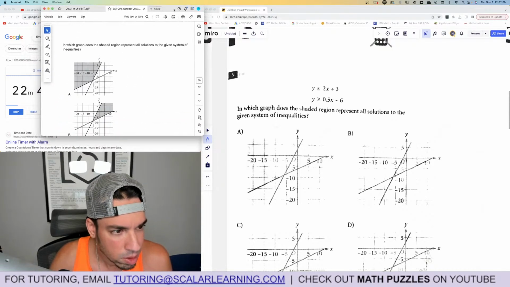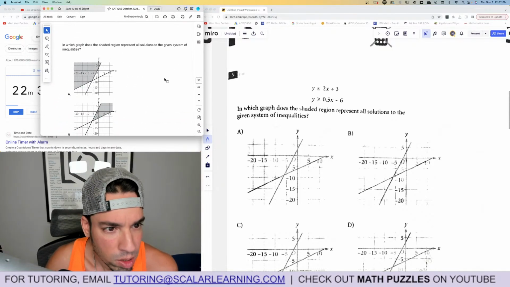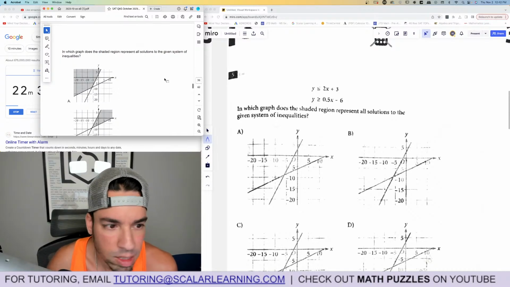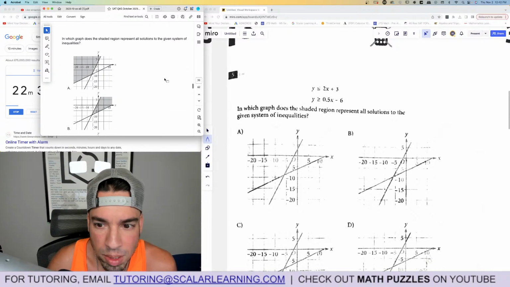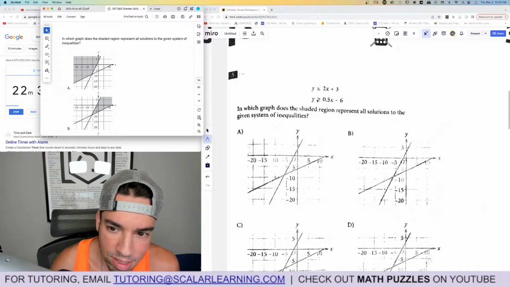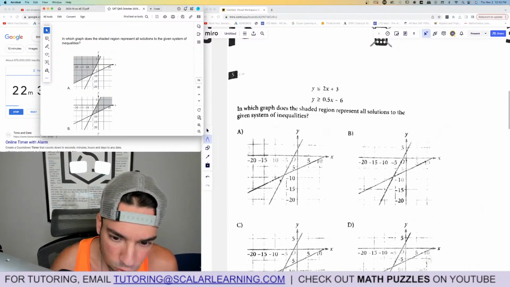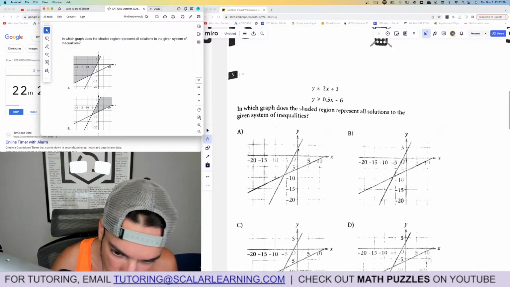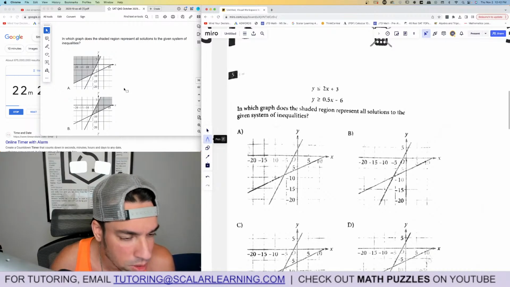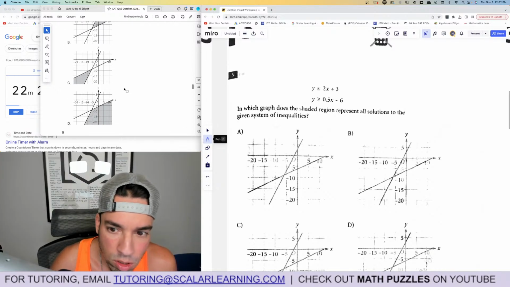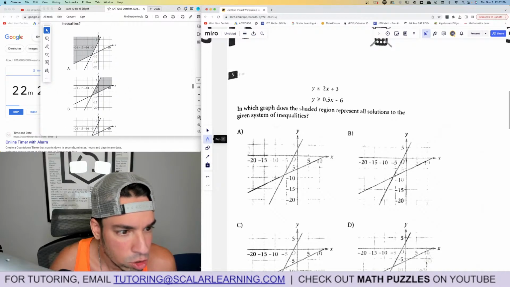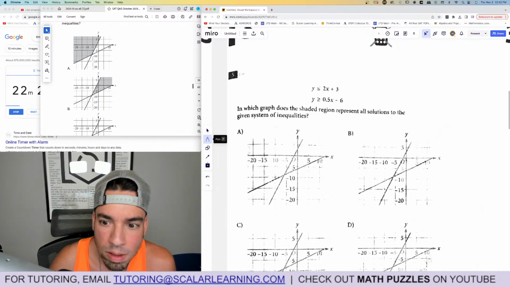Okay, so this is my second version. Shaded region represents all solutions to the given system. So I can see the system, and it's going to be, okay, y is less than or equal to 2x plus 3. So 2x plus 3 is the right line. Oh, they're all the same lines, it looks like, right? Yeah. So it's less than or equal to, so 2x plus 3 is the top line.